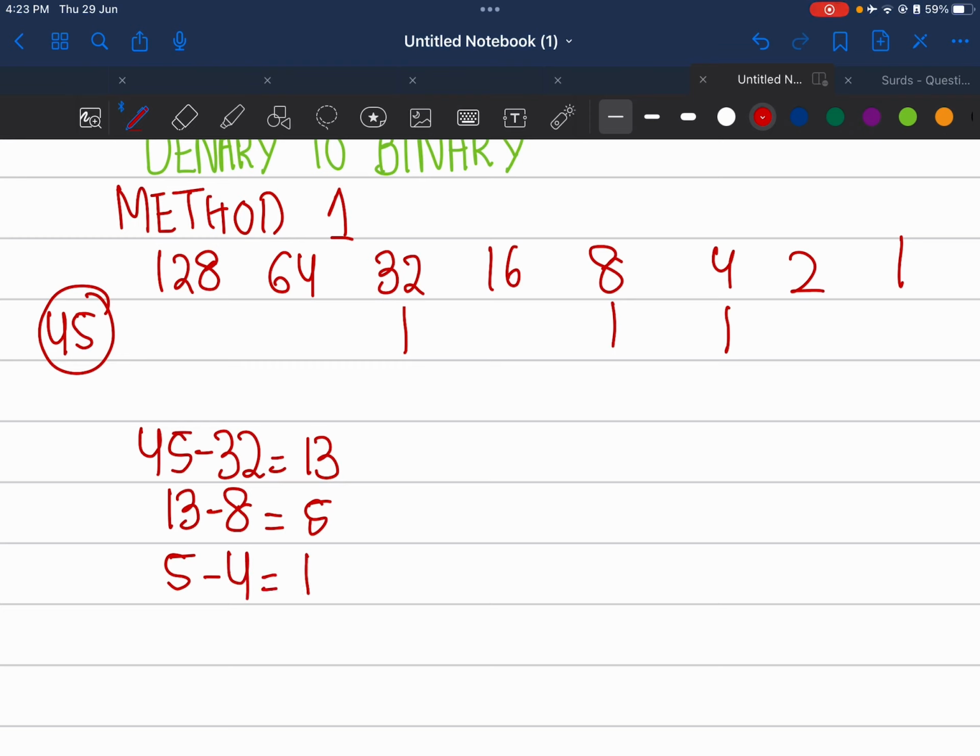Alright, and then finally you have 1. So if you write that 1 in the ones place value column, 1 minus 1 equals 0. So until you reach 0, and then what you want to do is put zeros in the rest of the columns.